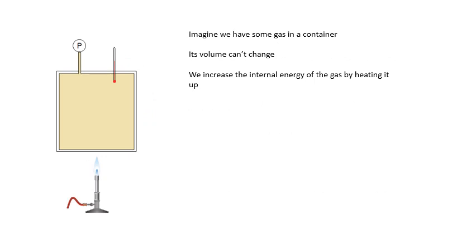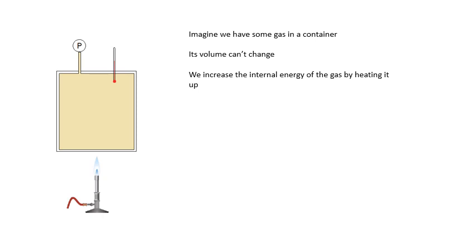Now, imagine we have a container like a metal box, and it contains some gas and its volume can't change. In this experiment, the volume of the gas can't change. The volume is fixed. And what we're going to do is increase the internal energy of the gas by giving it some heat energy. So I've set up a Bunsen burner underneath it. We're giving it heat energy, and its internal energy will increase.